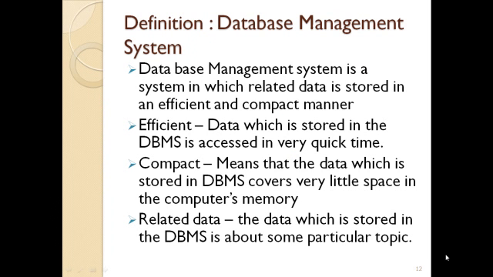Next, we'll see the definition of database management system. A database management system stores the collection of interrelated data in an efficient and compact manner. In our definition, we use the words efficient, compact and related data. Efficient means retrieving the data quickly from the DBMS. Next one is compact, with less memory, storing more information in the DBMS. Related data means we always store the data related to a particular topic.